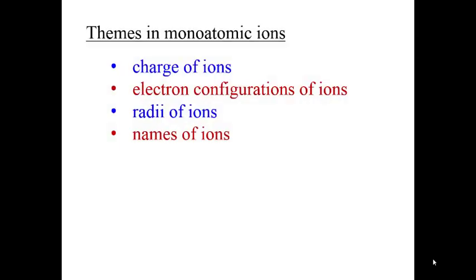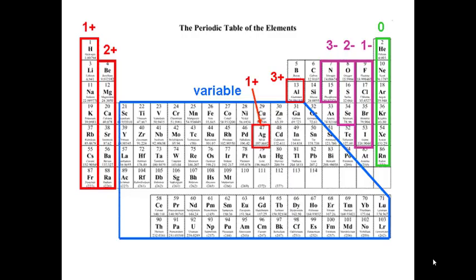There are a number of themes in monoatomic ions, including their charge, electron configuration, radius, and names. These should look familiar because we dealt with these issues when we talked about atoms. Here we want to highlight the differences. First, the charge. Of course, the atoms of each element are neutral, but we know metal atoms can lose electrons producing positively charged cations, and nonmetals can gain electrons producing negatively charged anions.